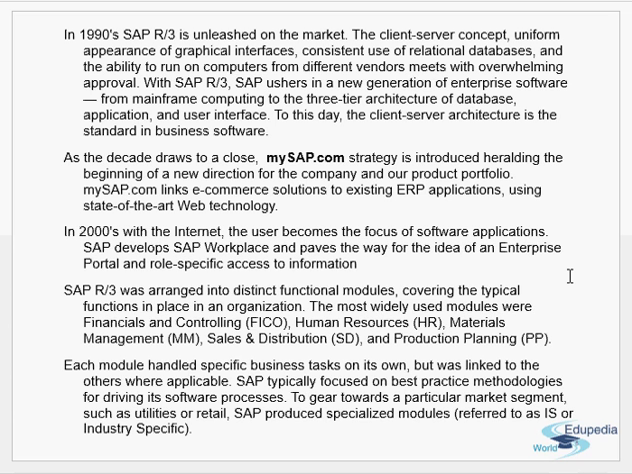SAP R3 was arranged into distinct function modules covering the typical functions in place in an organization. The most widely used modules were finance and controlling, human resources, material management, sales and distribution, and production planning.